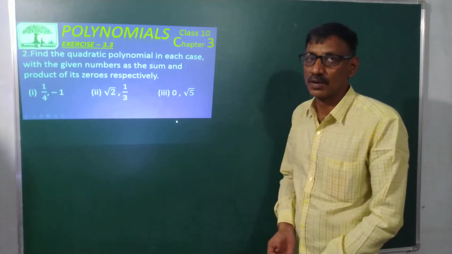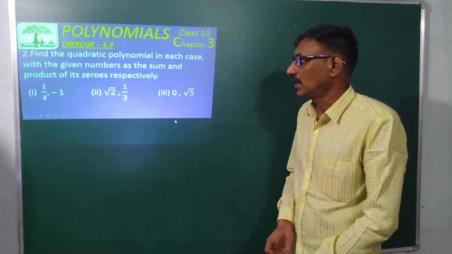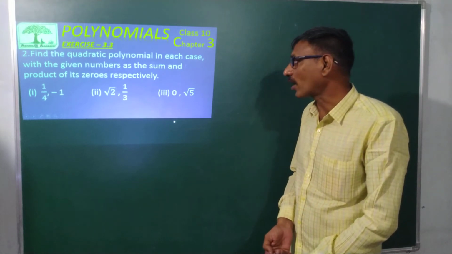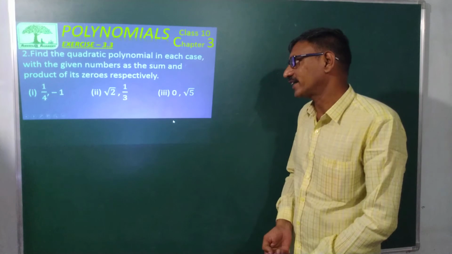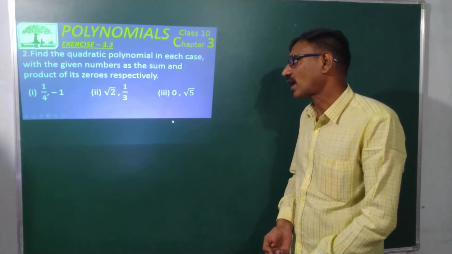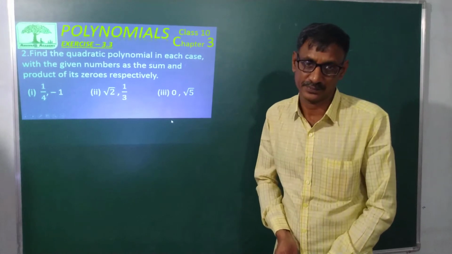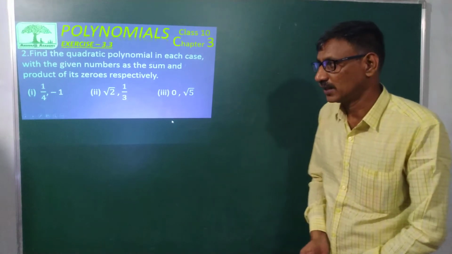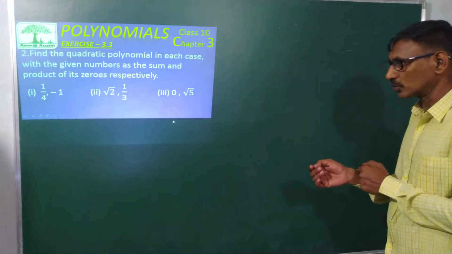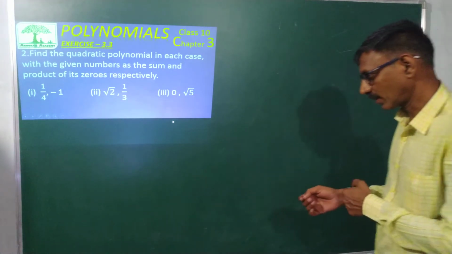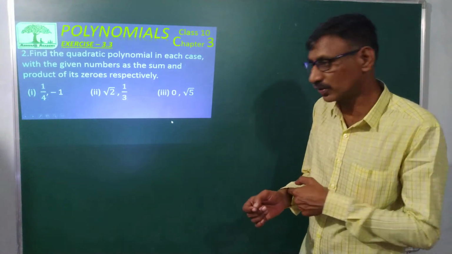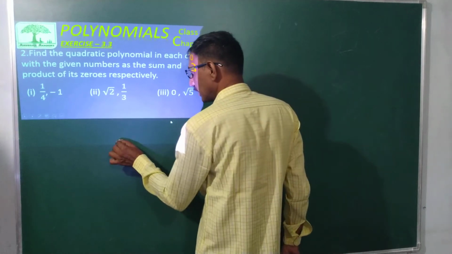This is the second problem. Find the quadratic polynomial in each case with the given numbers as sum and product of its zeros respectively. That is given. I will give an idea how to solve these problems. Yesterday we already discussed quadratic polynomials.